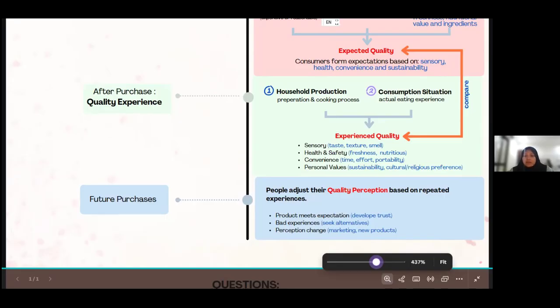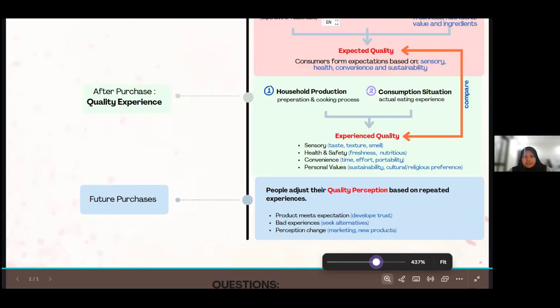Next is health and safety, in terms of freshness of the food and the nutritional benefit it gives to consumers. Then convenience, such as cooking time, effort, and portability. And lastly, personal values, such as sustainability and cultural and religious preference. At this stage, people will compare the expected quality with the experience quality. For example, if the food is as good or better than expected, they will likely buy the product again. But if it's vice versa, they might not buy it again. So that's all for the after purchase.